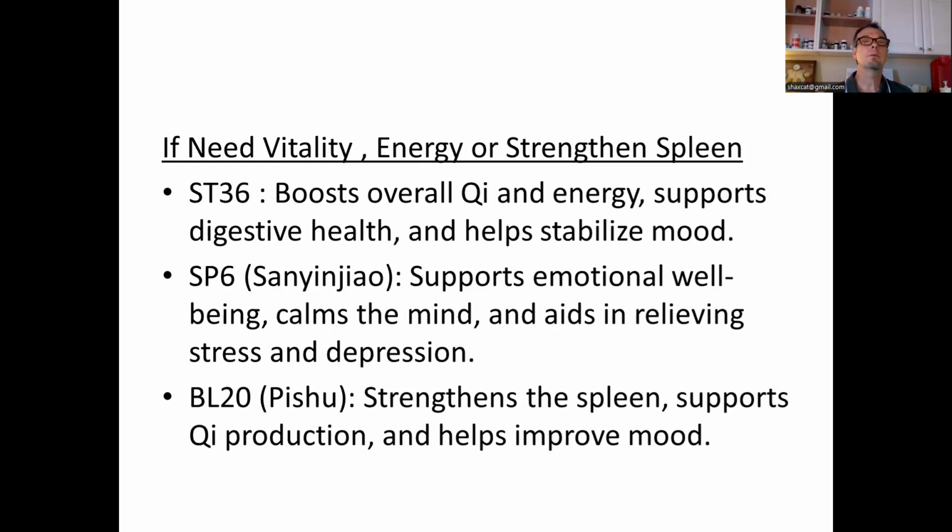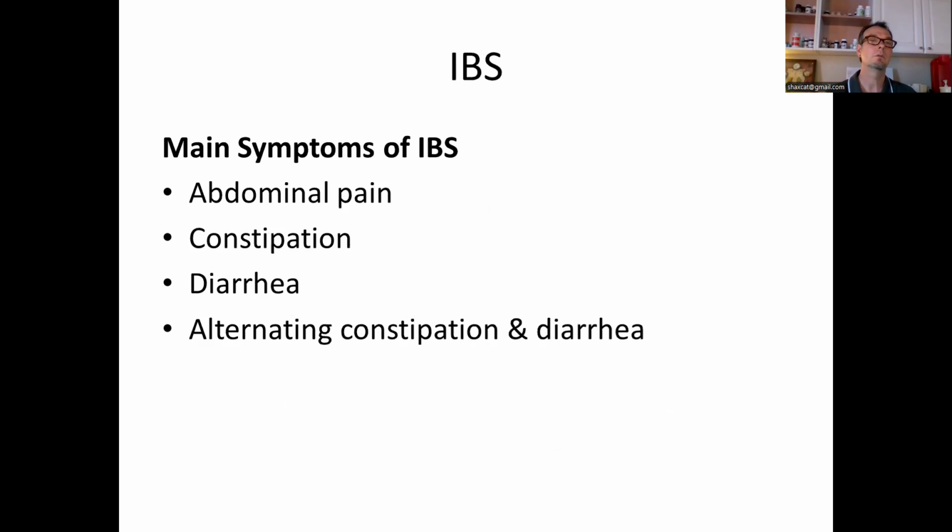If they need vitality, not what we were talking about earlier with the kidney vitality, but just energy, feeling energized. Sometimes people, when they're depressed, will say, I have no energy. Then think about stomach 36, spleen 6 to help boost some of that vitality, that energy, to get them to feel more enlivened. Bladder 20 strengthens the spleen.